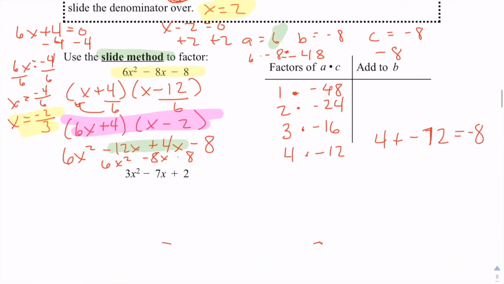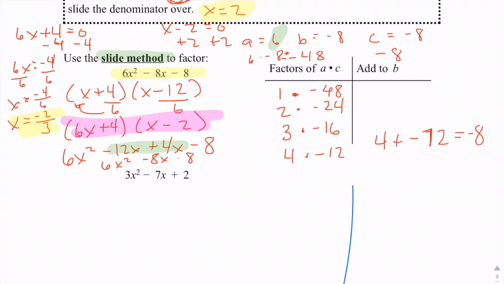Now using the slide method on the second equation, again I want to find factors of AC. Well, my A is 3 and my C is 2, so I want to find factors of 6 that add to -7. Well, I have 1 times 6, that equals 6. But what if I put -1 and -6? Yep, -1 plus -6 does equal -7. -1 times -6 equals 6, so those are my factors.